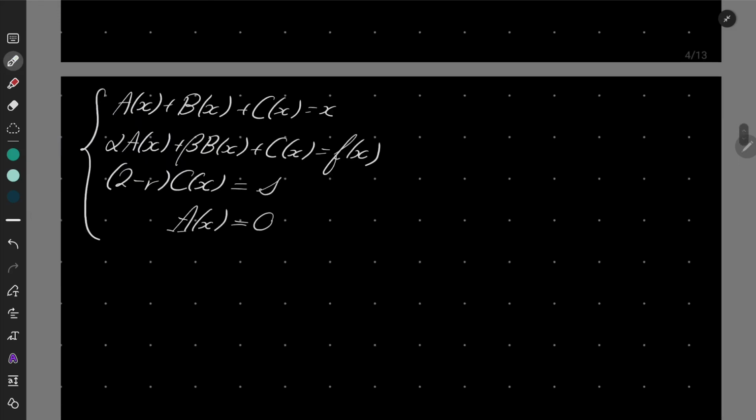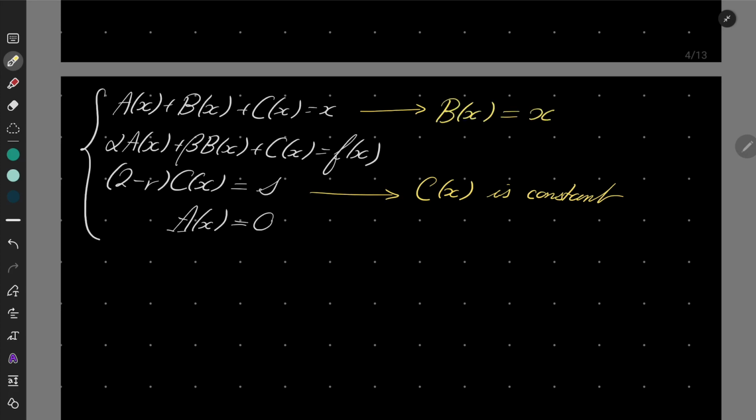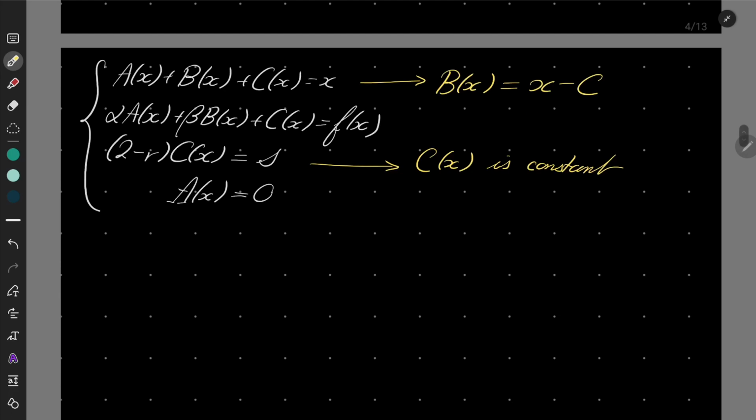Okay. And now let's solve this system of equations. Well, if a of x is 0, from the third equation we see that c of x is constant, because s is constant and r is constant, doesn't depend on x. And from the first equation, we see that a is 0 and c is a constant, so b of x equals x minus c.